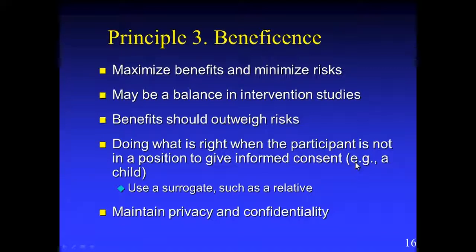Also important when the participant is, say, a child or somebody who has some sort of impairment and is not in a position to give informed consent, we need to involve somebody who is responsible for that person, somebody who's a caregiver, a relative, or a guardian or parent.